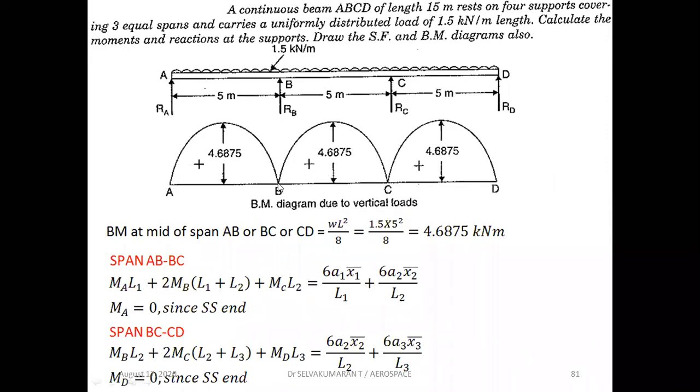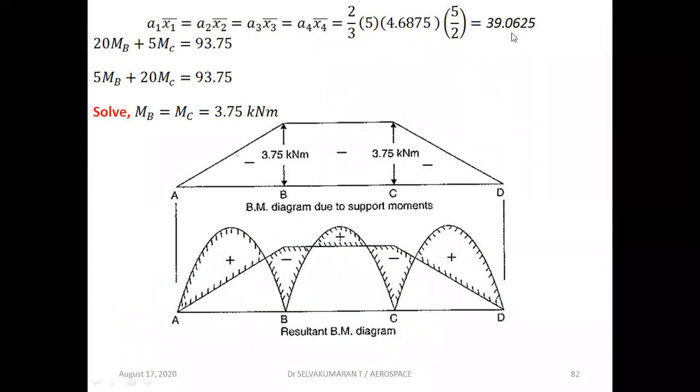When I calculate for the BC and CD spans, it is 2 by 3 AB, and B is the reference for BC, and this is my CG distance. For A3, it is 2 by 3 length into height, and this is the CG distance with respect to D. The CG distance with respect to the reference is 2.5, and we have the same area throughout, so it will be equal to 39.0625.